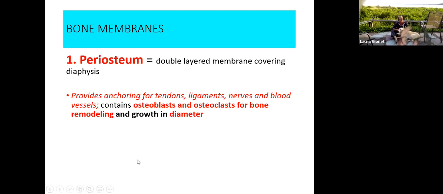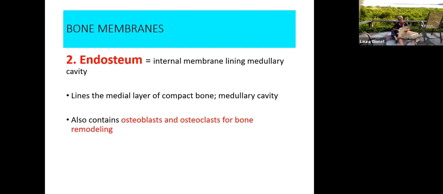The periosteum and endosteum also serve another function. It's where we find osteoblasts and osteoclasts for what's called bone remodeling and growth in diameter. Bone remodeling means you use osteoclasts when necessary to break down some bone, and osteoblasts to build it back up and repair some bone. The endosteum is the internal membrane lining the medullary cavity. It lines the inner layer of the compact bone, and also contains osteoblasts and osteoclasts for bone remodeling. They're just in different percentages of populations, generally, for the endosteum versus the periosteum.